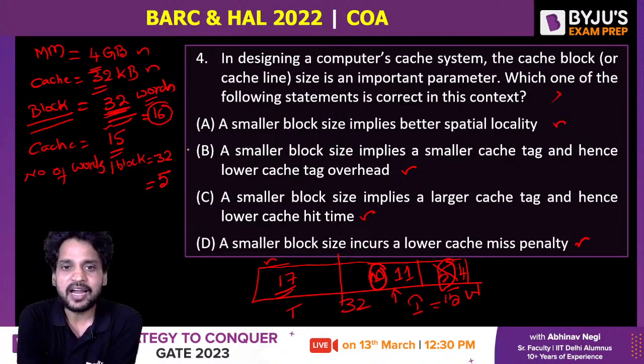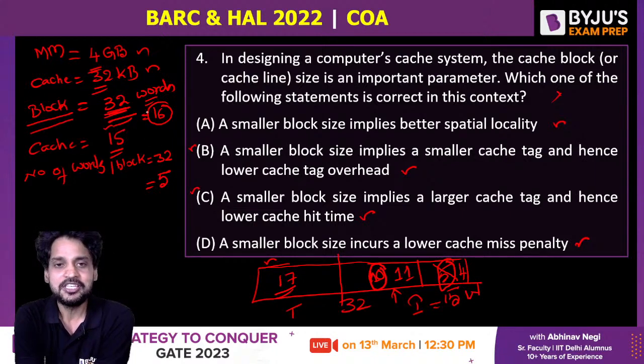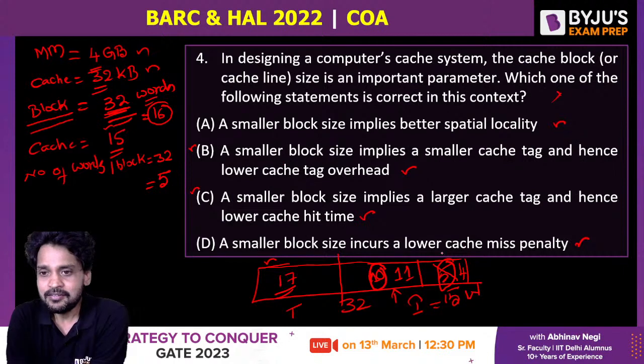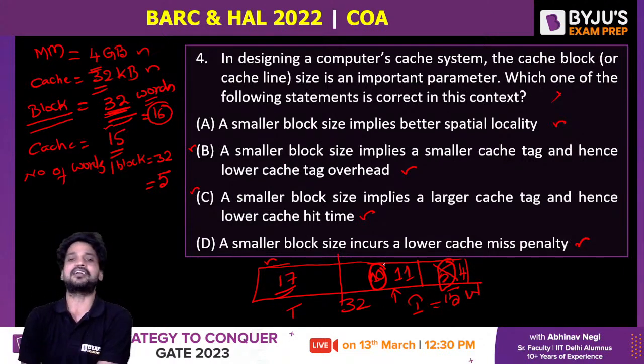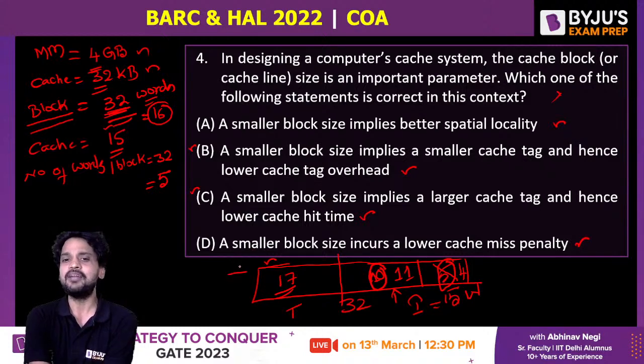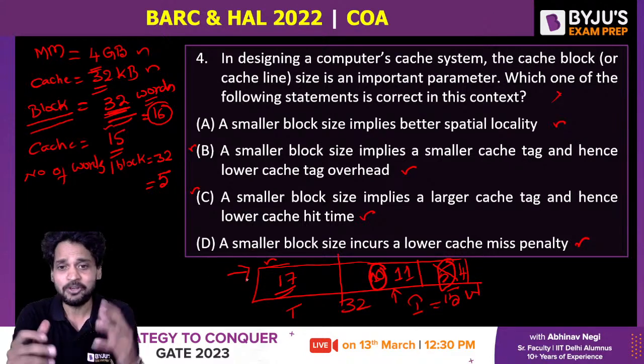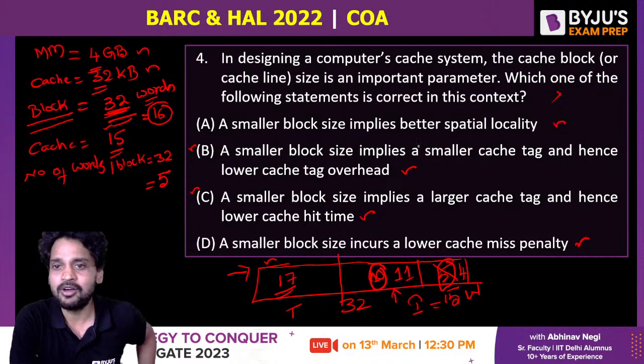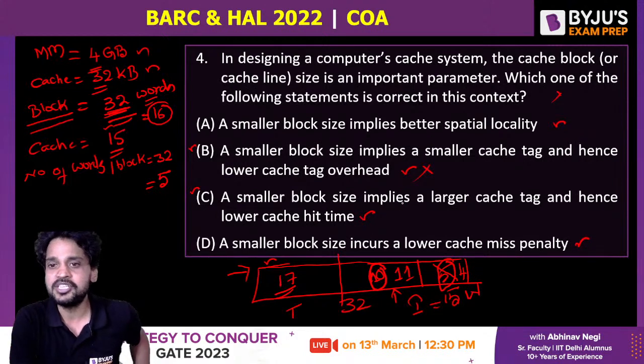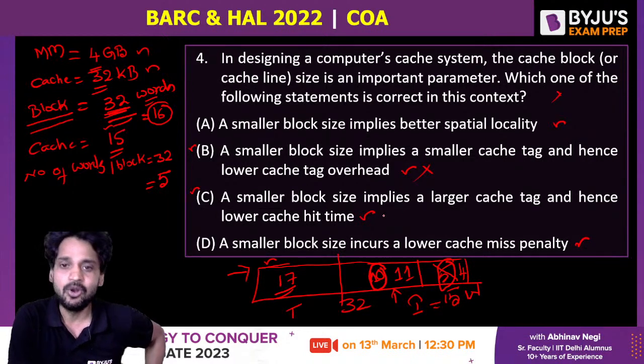So straight away I can rule out B and C, because if you affect the block size, the number of words per block gets affected, so the number of blocks of the cache memory gets affected. The tag is nowhere affected at all. So a smaller block size implies smaller cache tag, hence lower cache overhead: this is wrong. A smaller block size implies larger cache tag and lower cache hit time: this is also wrong.